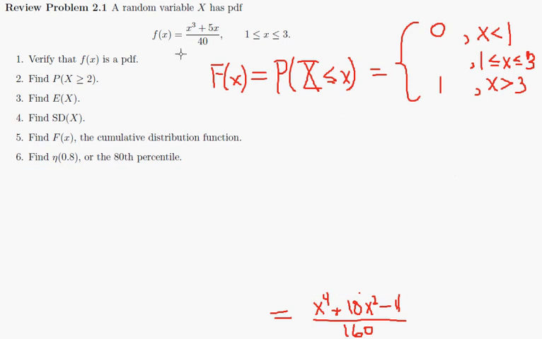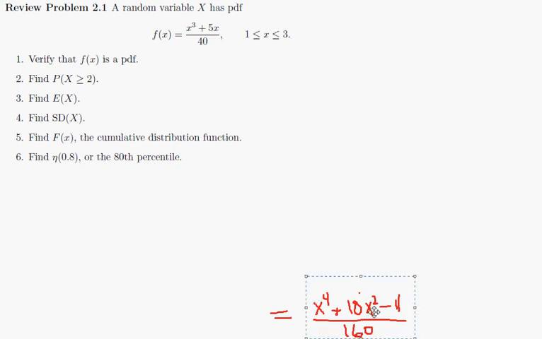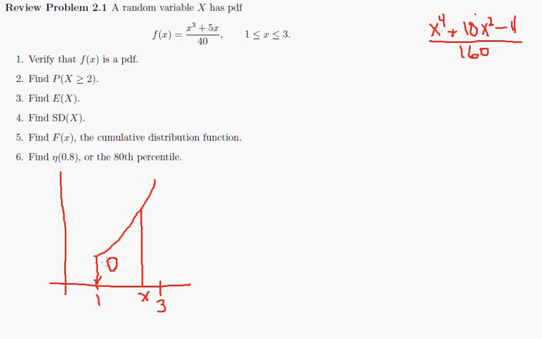Finally, for problems part 6, we want to find the 80th percentile. Let me save this and move this up because we're going to need that for later. Find the 80th percentile. In other words, let me draw the picture just to give an idea of what we're looking for here. To find a percentile, this time the area is given. So the graph of x cubed plus 5x over 40 from 1 to 3, I don't need to have a terribly exact picture, but it goes something like this. And the question is, find the value of x so that the area under the curve is equal to 0.8.